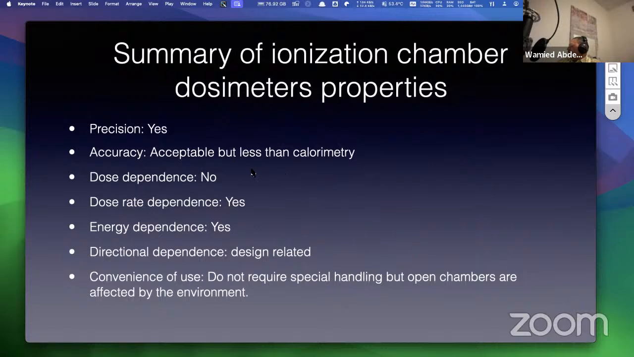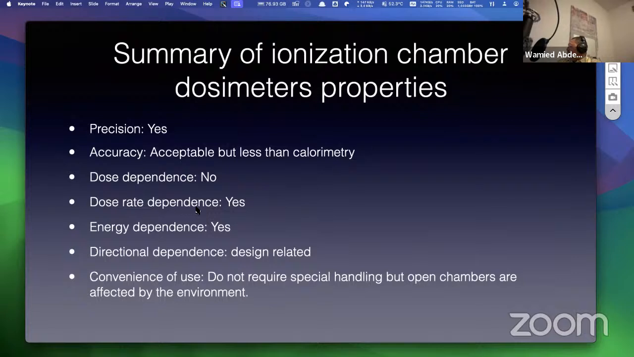So the accuracy, they have reasonably acceptable accuracy, but of course they're less than calorimetry. First of all, any calibration factor for a chamber needs to be established in a standards lab. So there are some experimental errors when establishing the factor for the chamber and so on.